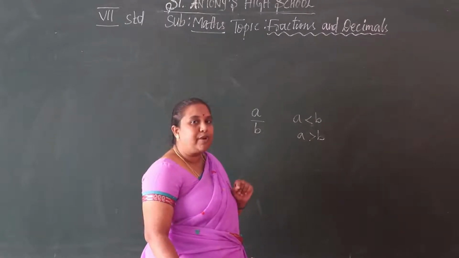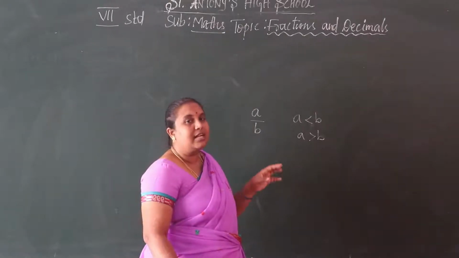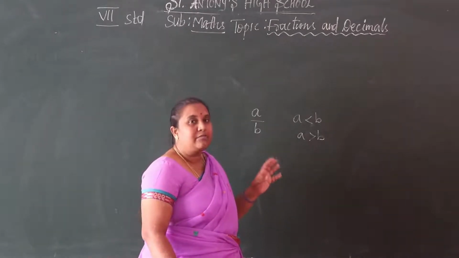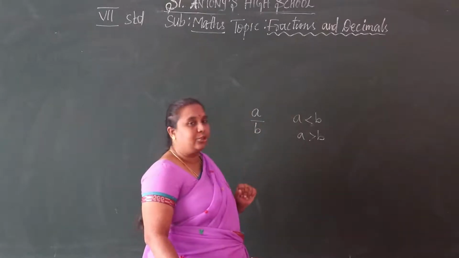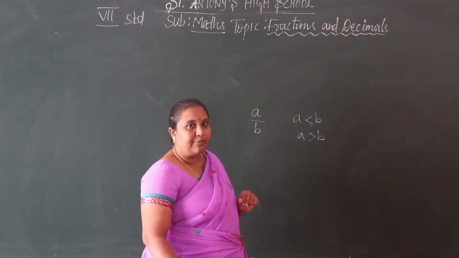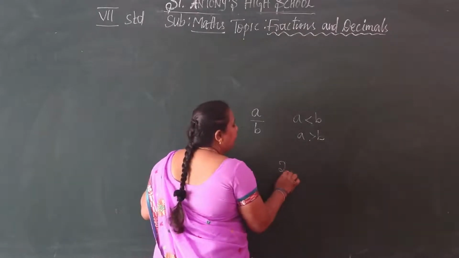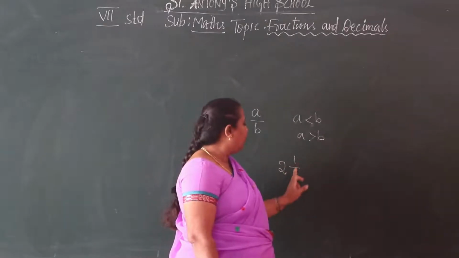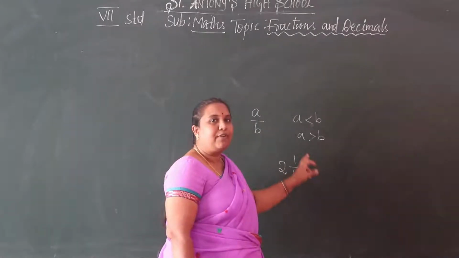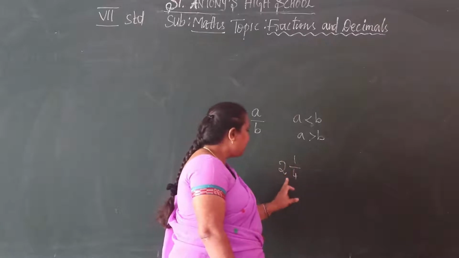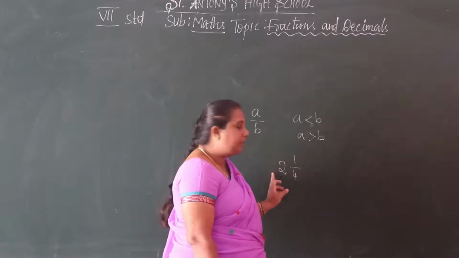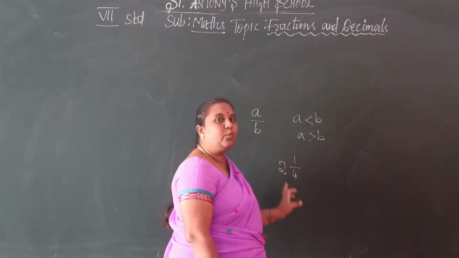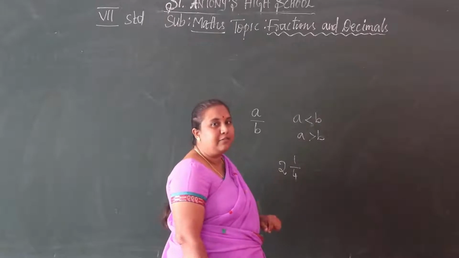So what does it mean by mixed fraction? A mixed fraction is a whole number together with a proper fraction. It is in the form of 2 into 1 by 4. See here, 2 is a whole number and 1 by 4 is a proper fraction. So a whole number with a proper fraction, we can say it is a mixed fraction.